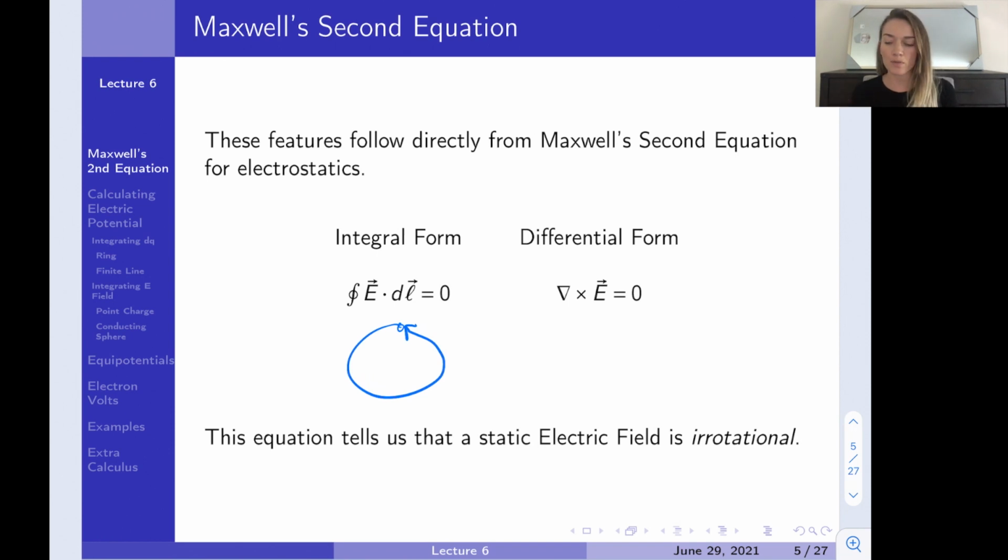And then in differential form, which is the more standard way when you see Maxwell's equations written, they're always written in differential form. It says that the curl of the electric field is equal to 0. Now the curl, I'm going to talk about in a second, but it kind of is just what it sounds like. It tells you how much a vector field curls. So what this equation tells us is that an electrostatic field does not have any curl to it. It doesn't curl around anything, and we call that irrotational.